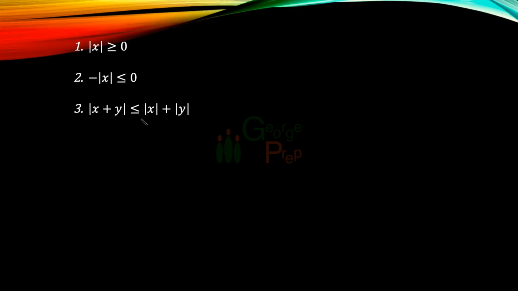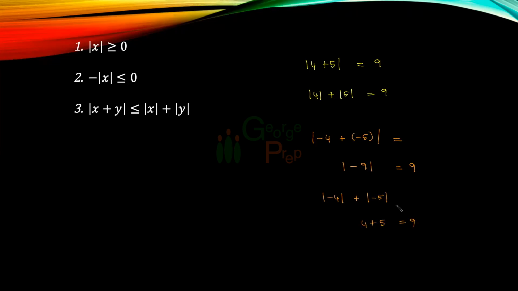Modulus of x plus y will always be less than or equal to modulus of x plus modulus of y. Now, if my x and y have the same sign, let's take some example for this case. Let's say we have got 4 and 5. I could take modulus of 4 plus 5, that will be equal to 9. I could also take modulus of 4 plus modulus of 5, that will be equal to 4 plus 5, which is also 9. Now I took two numbers of positive sign. Let me take two numbers of negative sign. So modulus of minus 4 plus minus 5 will become modulus of minus 9, which will be equal to 9. And modulus of minus 4 plus modulus of minus 5 will again lead me to 4 plus 5, 9.